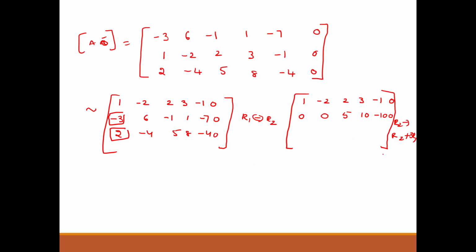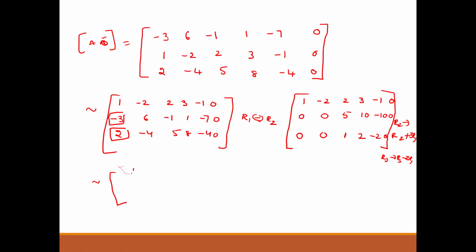Now I am replacing R3 with R3 minus 2R1 because I want to make it 0. This is 2. 2 minus 2 is 0. This is minus 4. Minus of minus become plus. This is 0. This is 5. 5 minus 4, that is 1. This is 8. 8 minus 6 is 2. And this is minus 4. Minus 4 plus 2. This is minus 2. And this is 0. Okay. This is the matrix.